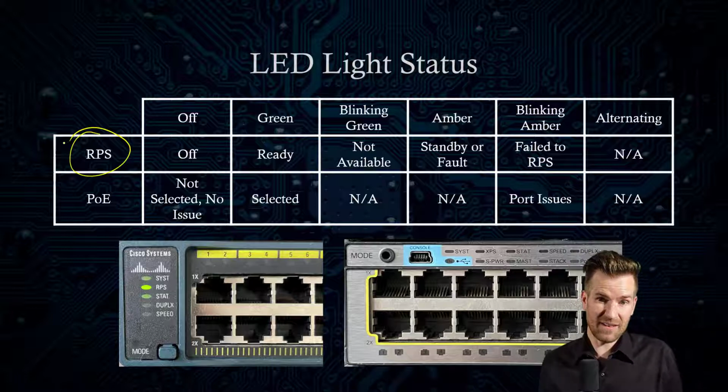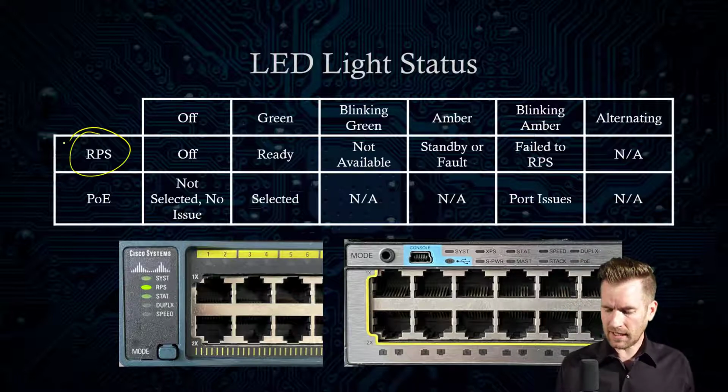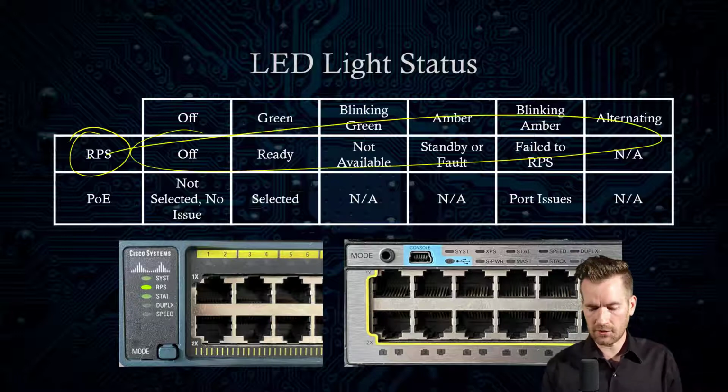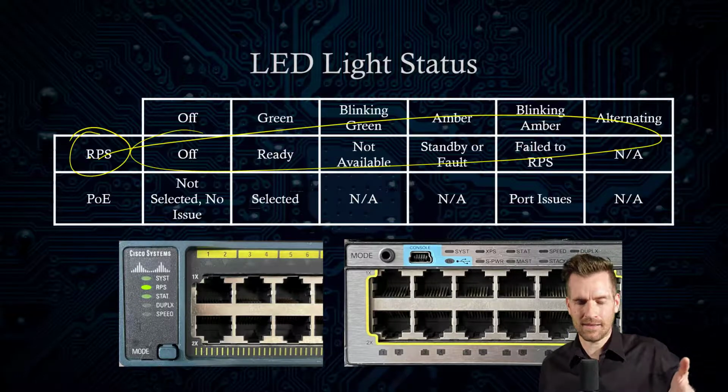If it's off, it's off. If it's green, it's ready. If it's blinking green, it's not available. If it's amber, it's fault tolerant. And if it's blinking amber, it's failed to RPS. So it just gives us the status of RPS at any given time.